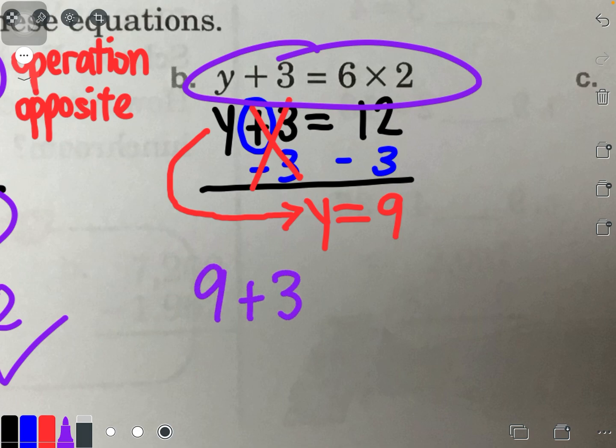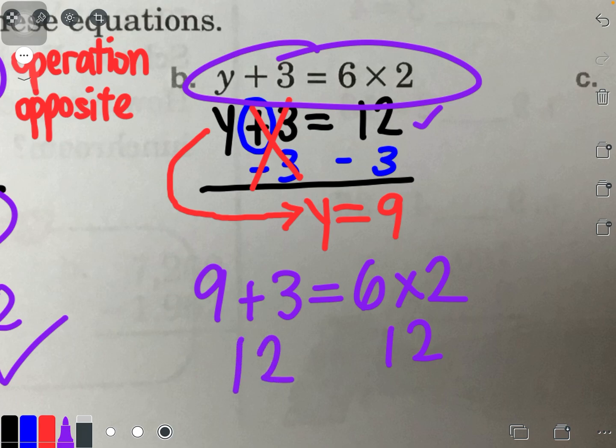9 plus 3 equals 6 times 2. So what is 6 times 2? I know that. I just put it down here. 12. But 9 plus 3, well, I'm going to put up 3 fingers, and I'm going to count by ones, starting with 9, 10, 11, 12. 9 plus 3 equals 12. 12 equals 12. So the correct answer here is 9.